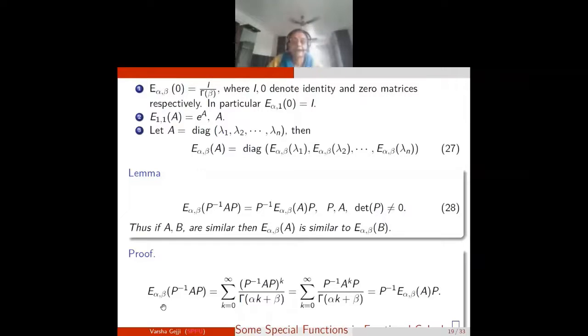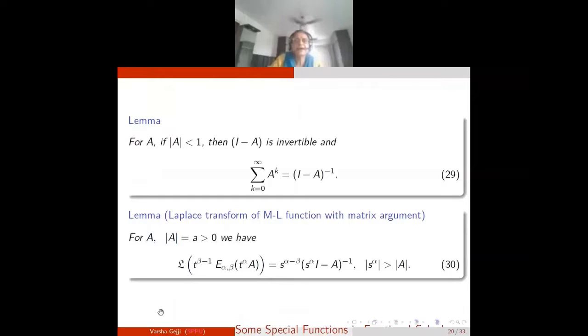So this shows that when you do this exponentiation, the properties of the exponentiated matrix are related to the eigenvalues of that matrix, and the exponentiation, or Mittag-Leffler exponentiation, you can say, of that eigenvalue.